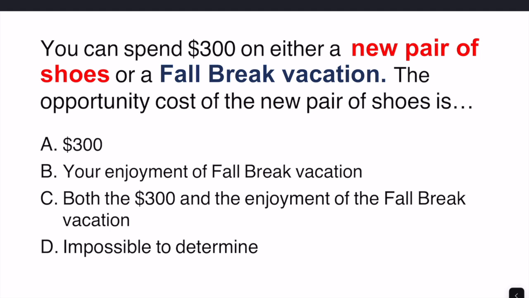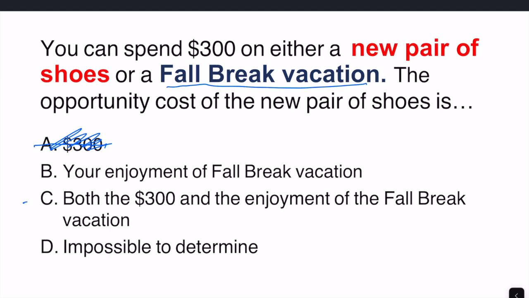Okay, let's go through these starting with selection A. The correct answer is not $300. Okay, if you buy the pair of shoes, what are you giving up? Are you giving up the $300 or your next best alternative? The next best alternative to the shoes will be the fall break vacation. Right? You might actually get more than $300 in terms of enjoyment out of this fall break vacation. And so you might be giving up even more than $300. So we can scratch that one out.